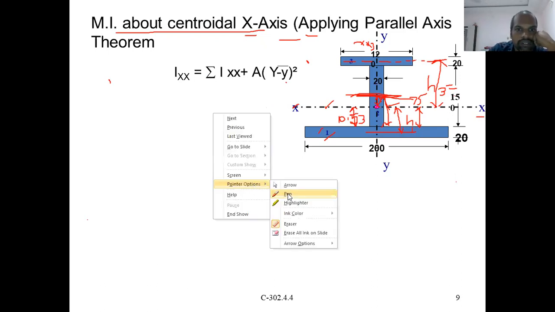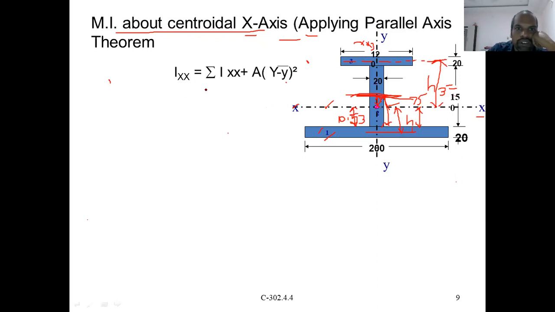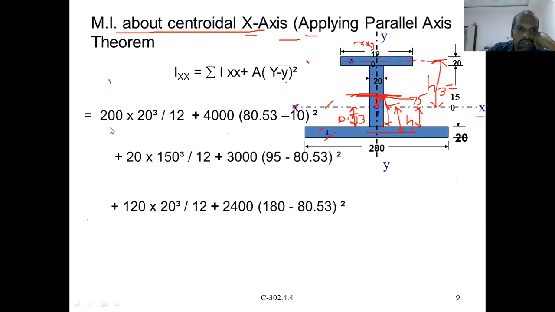Now let us see. Moment of inertia Ixx is equal to Ixx plus A y-bar square. That is what we have discussed. So 200 into 20 by 12 plus 4000. 200 into 20 is 4000, times 80.53 minus 10 squared. Similarly, 20 into 150 cube by 12 plus 300, times 95 minus 85, 80.53. This we have written in a different form.